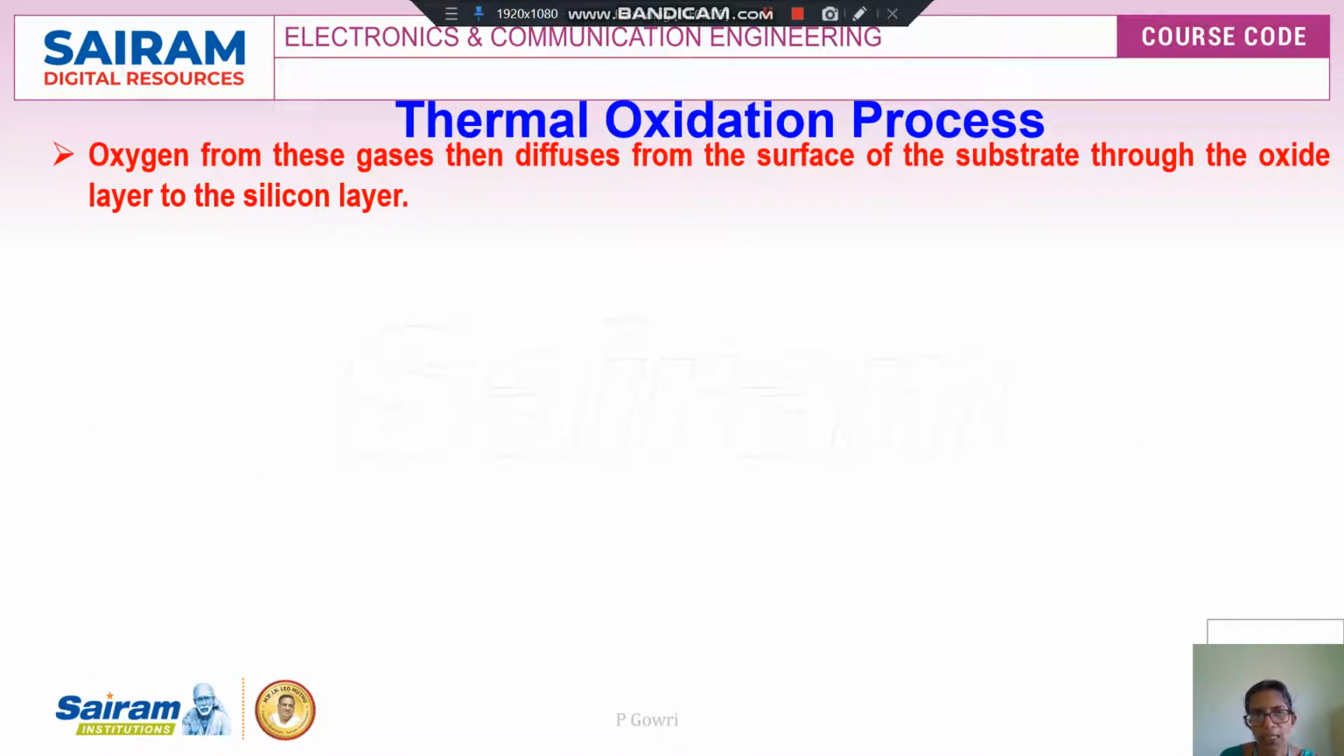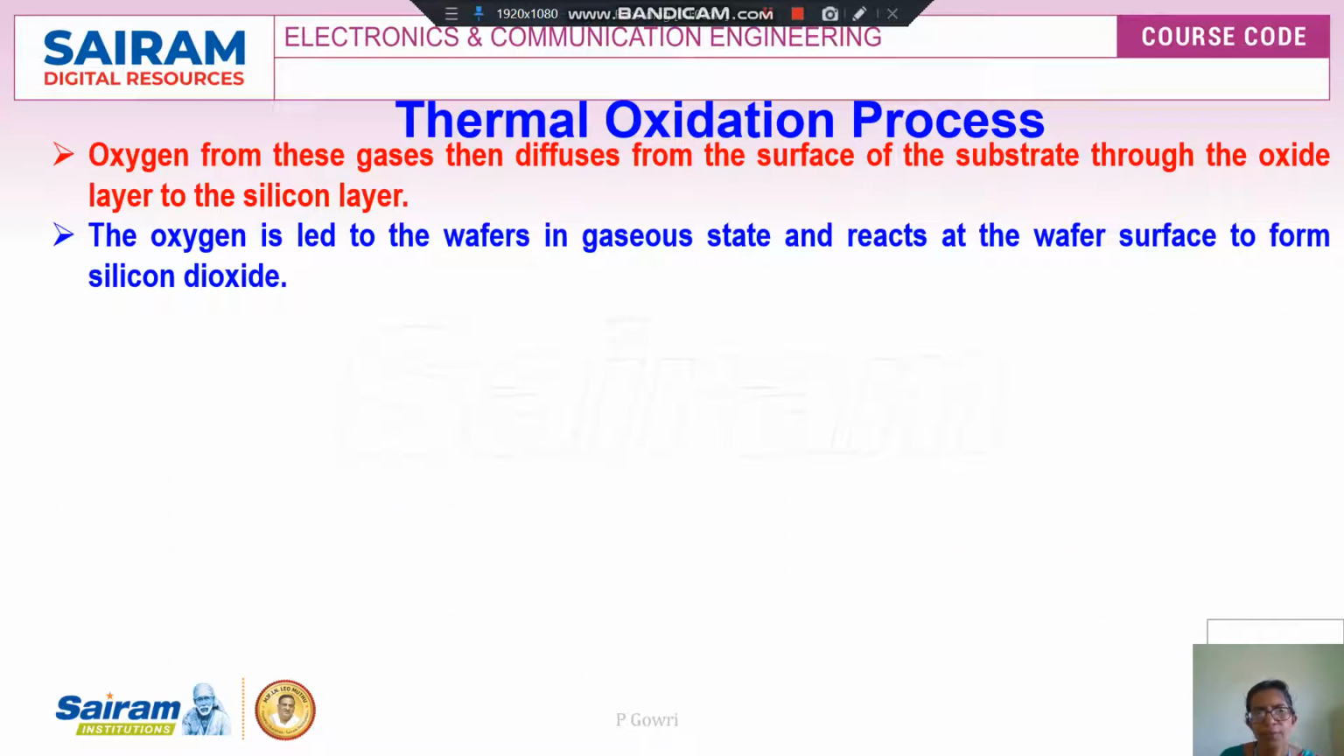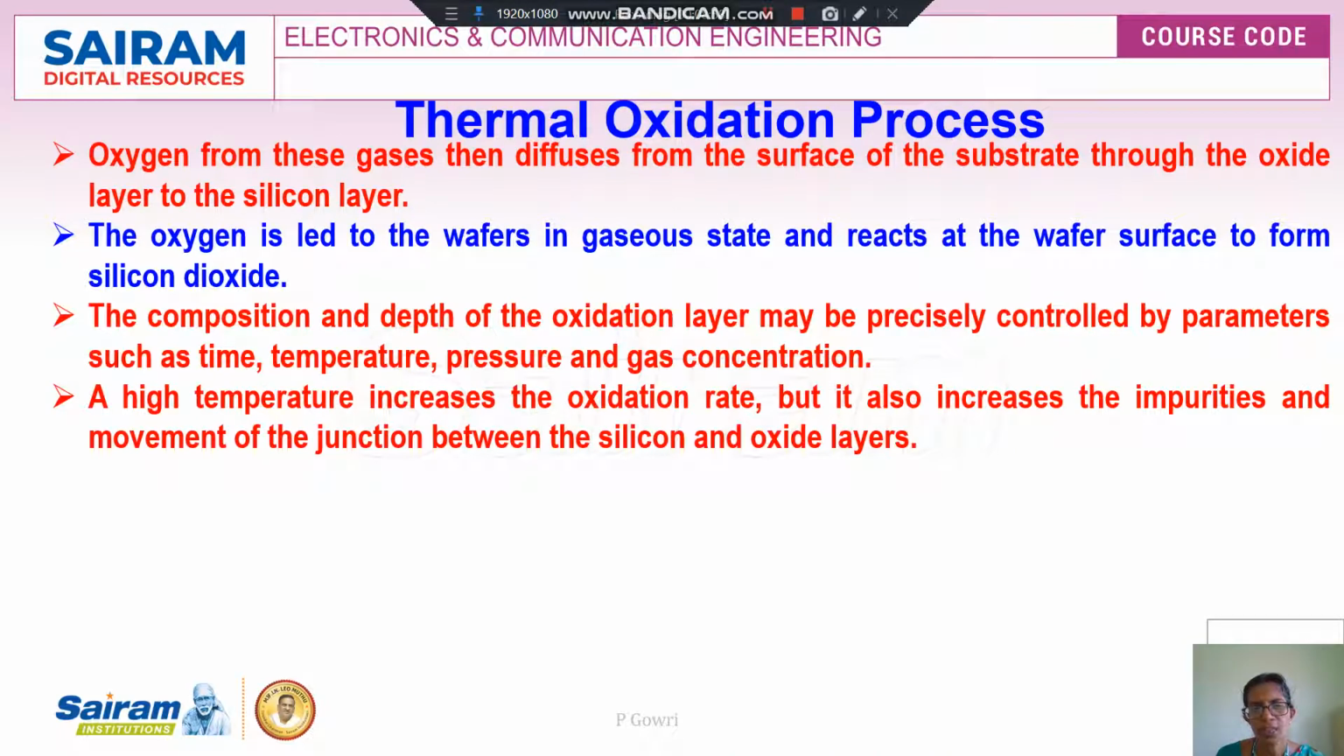The oxygen from these gases then diffuses from the surface of the substrate through the oxide layer to the silicon layer. The oxygen is led to the wafers in gaseous state and reacts at the wafer surface to form silicon dioxide. The composition and the depth of the oxidation layer may be precisely controlled by parameters such as time, temperature, pressure, and gas concentration. The high temperature increases the oxidation rate, but it also increases the impurity and the movement of the junction between the silicon and oxide layers.